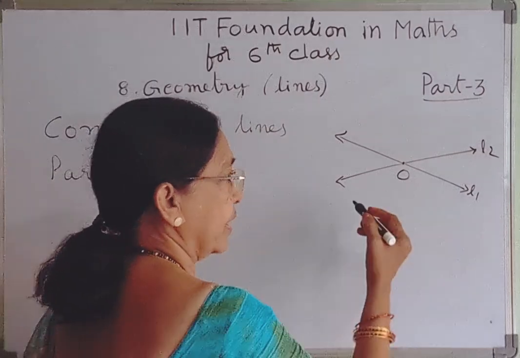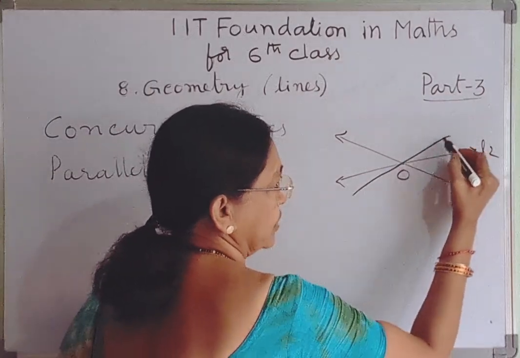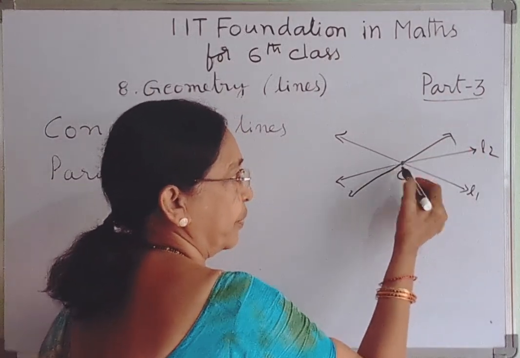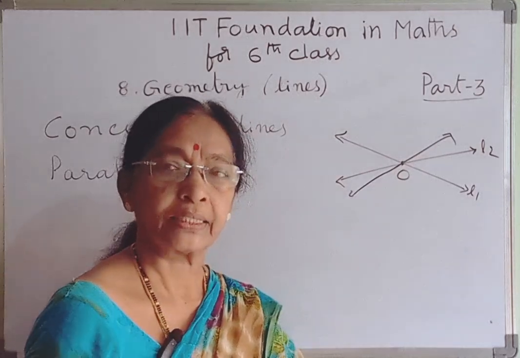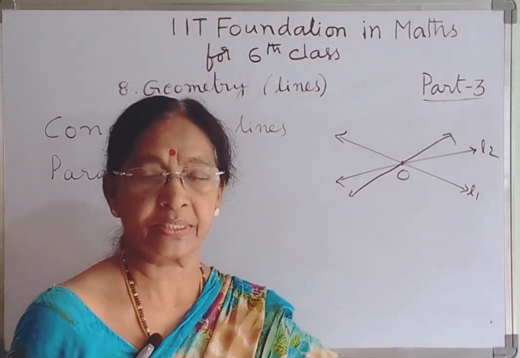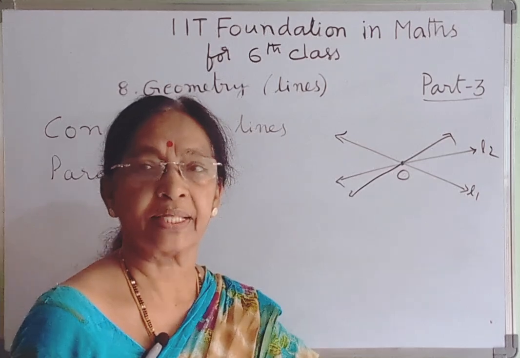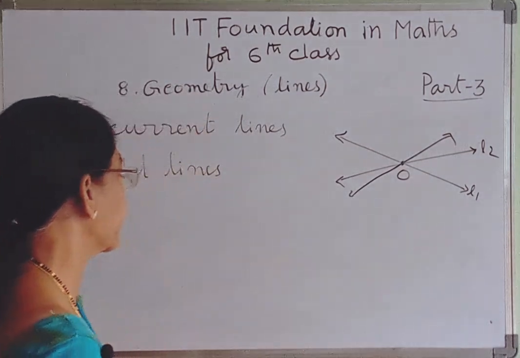If there is another line also passing through the same point, then the three lines are said to be concurrent. Thus, two or more lines meeting at a point are called concurrent lines.